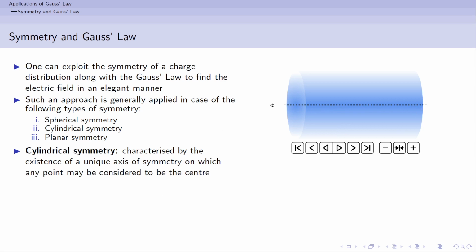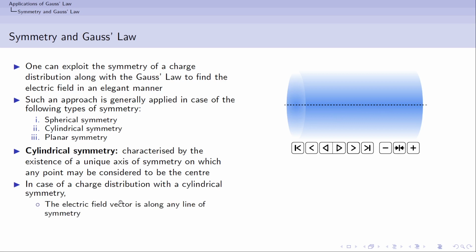Then in the case of cylindrical symmetry, because there is a unique line of axis, any point on this line of axis may be considered to be the center of the distribution. So there is no unique center. The axis of symmetry is unique, but the center of the distribution is not unique. So in case of a charge distribution with a cylindrical symmetry, these are our 2 points about the electric field. The electric field is along any line of symmetry.